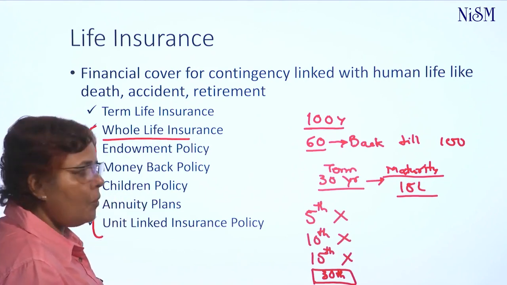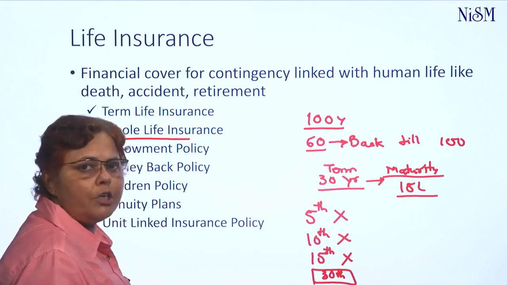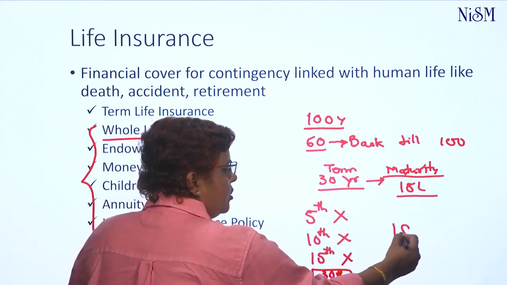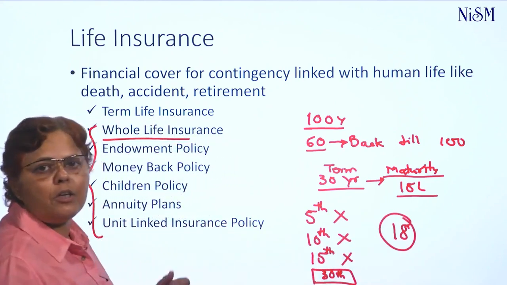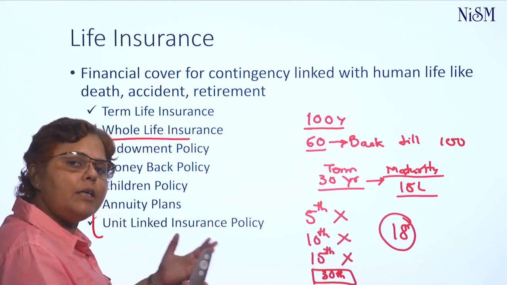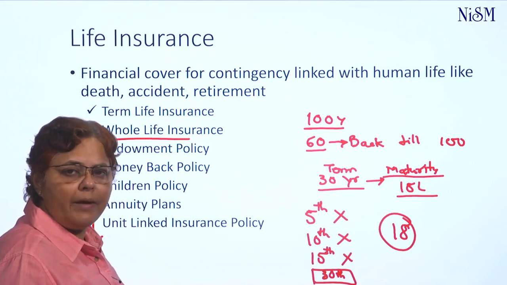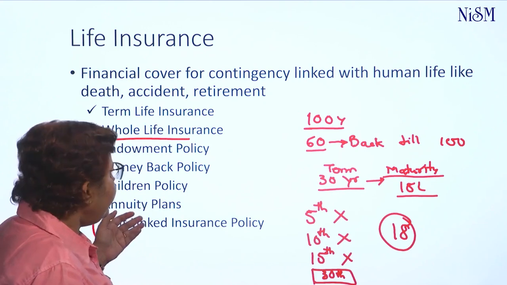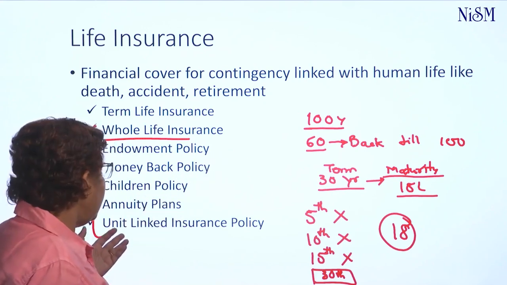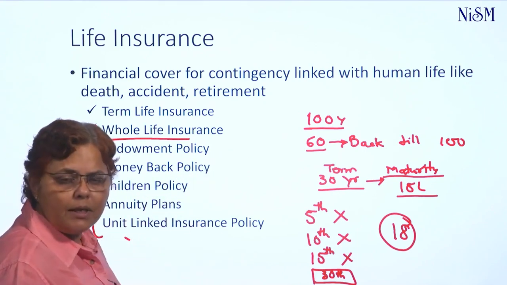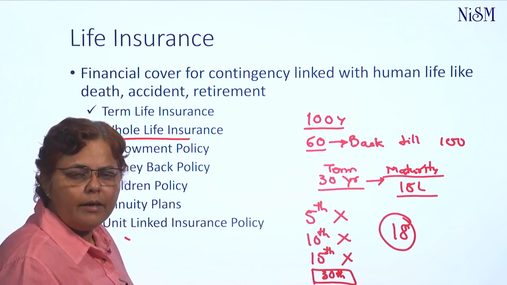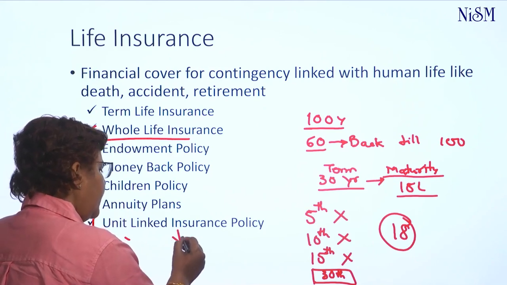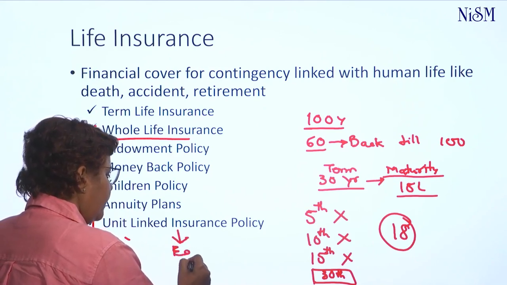Children policy. This policy is specifically done for children's education or marriage. So, when the child becomes 18 years of age, this particular policy will mature and that money will be given to the parents or the child to fulfill the financial goal. Annuity is very similar to the whole life policies. Now, unit linked insurance policy is slightly different from the rest in that a unit linked insurance policy will invest money in the equity market.